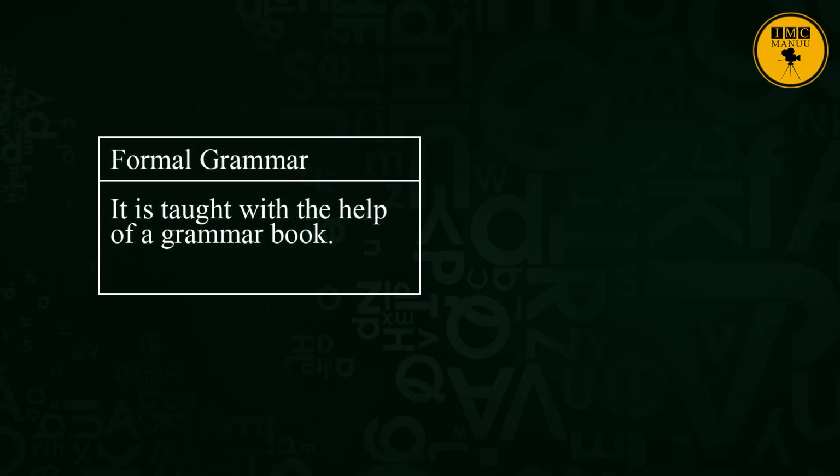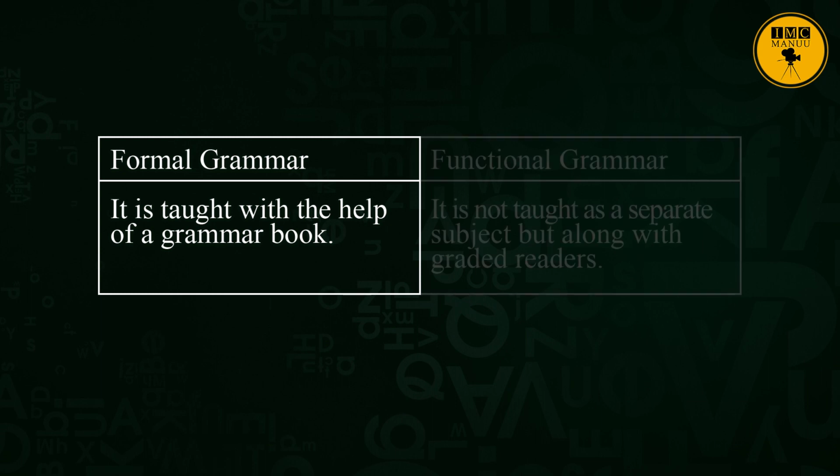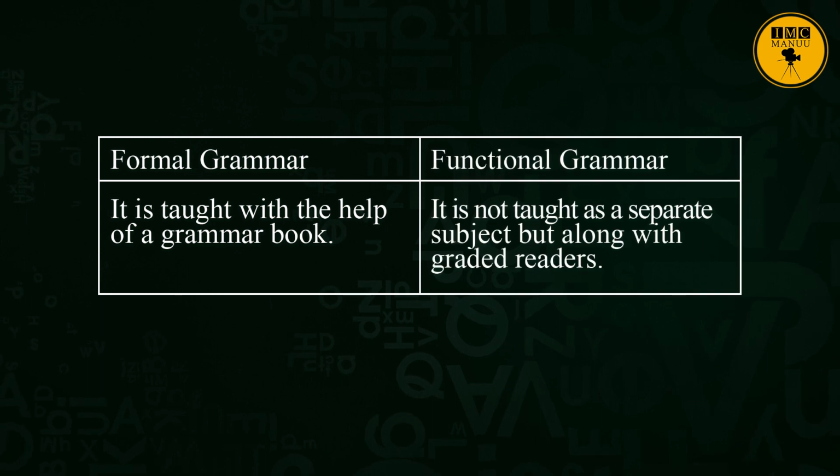Formal grammar is taught with the help of a grammar book, whereas functional grammar is not taught as a separate subject but along with graded readers. Some few years back, formal English grammar was taught in Indian classrooms. Hence, there used to be a separate book for teaching grammar or separate section for teaching grammar in school textbook of English, where teacher used to teach English grammar separately and English prose and poetry separately.